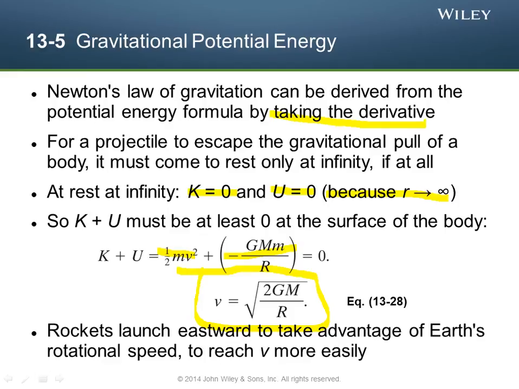And so when we launch rockets, we actually launch them eastward to take advantage of the Earth's rotational speed, so that we can reach that special escape velocity v a little more easily. So that rotational speed helps us reach the escape velocity.